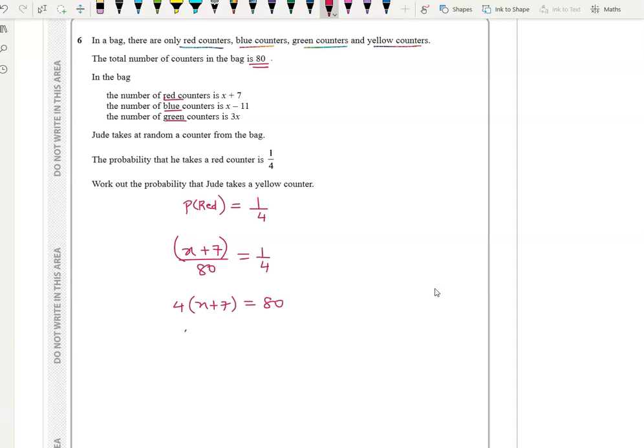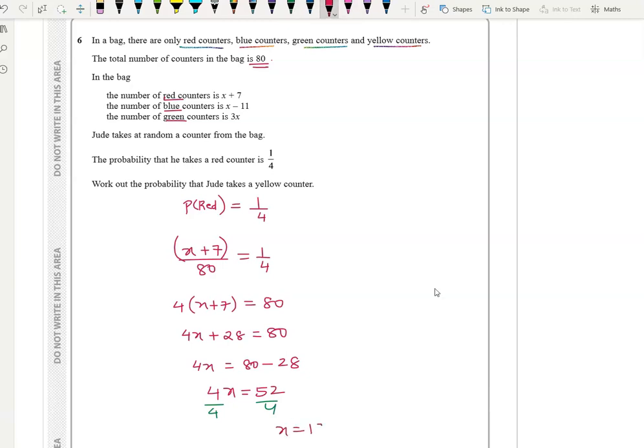Expand the bracket. 4 times x is 4x, 4 times 7 is 28, equal to 80. Subtract 28 from both sides, so we get 4x equals 80 minus 28. So 4x equals 52. To cancel the 4, divide both sides by 4. So we get x equals 13.